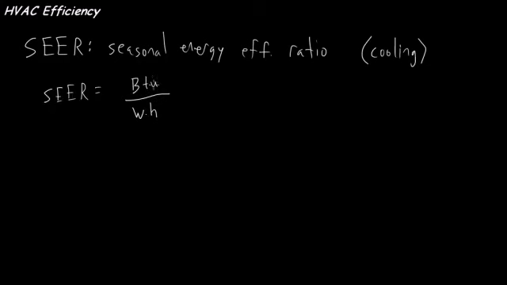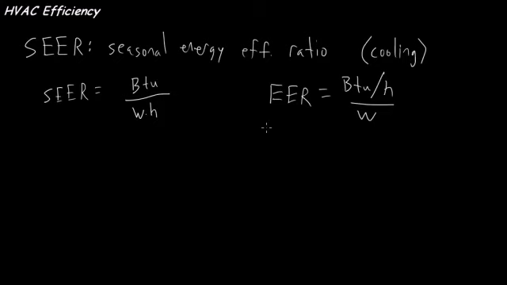So SEER has units of BTUs per watt hour. And you might look at that and say, well, in effect, that's exactly the same unit as we had for EER. Remember, for EER, we had BTUs per hour per watt. So here the hours is up here, but if I move it down here, I get this unit. These two units are actually numerically equivalent. It's just that by convention we write EER this way and SEER this way.